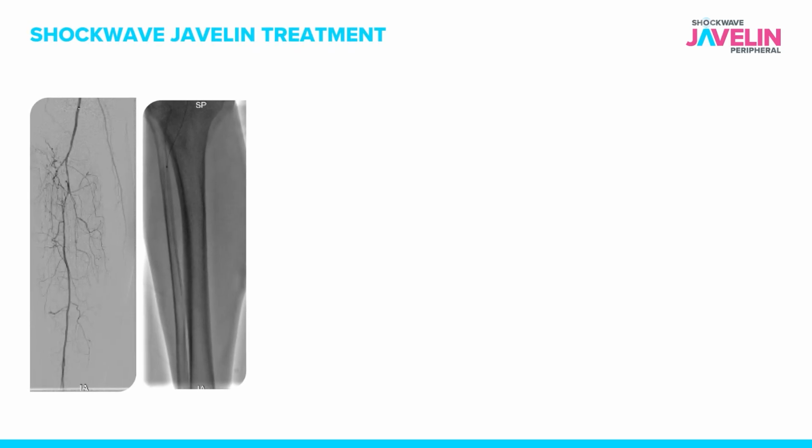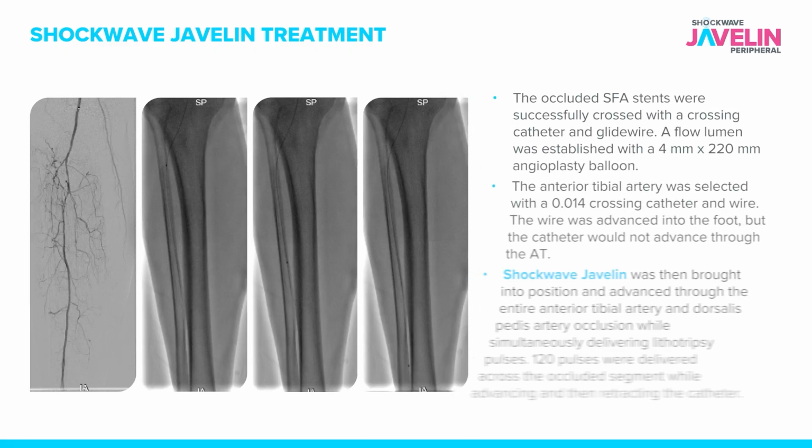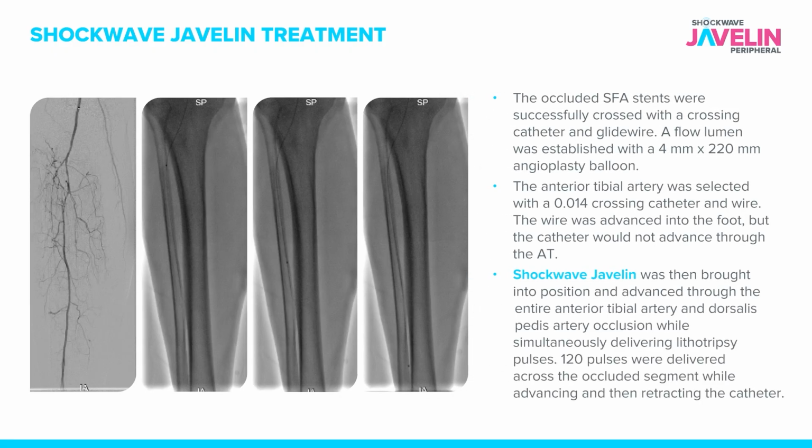The occluded superficial femoral artery stents were easily crossed with a crossing catheter and a glide wire. We were then able to perform balloon angioplasty on the SFA-pop segment using a 4mm balloon to simply establish a flow lumen. We then selected the anterior tibial artery with an 014 wire and a crossing catheter.